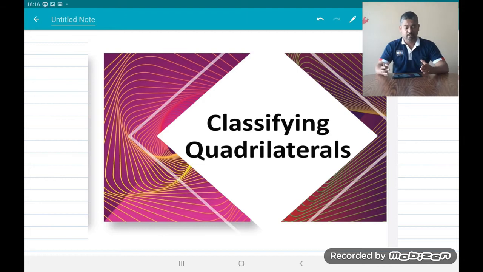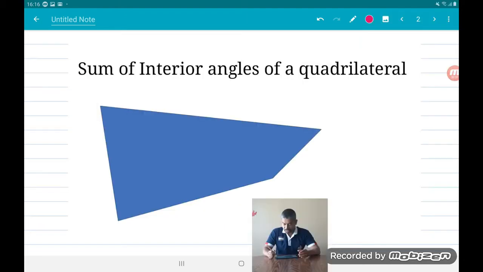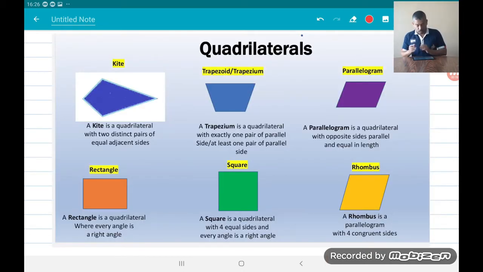Today we are going to learn how to classify quadrilaterals. So, what is a quadrilateral? A quadrilateral is a polygon with exactly four sides. Here you can see some quadrilaterals. We are going to learn the properties of some of them.